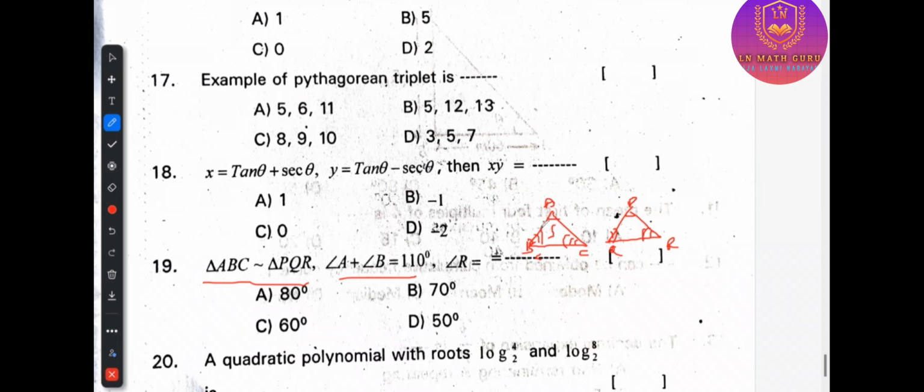Here A plus B is given as 110. The sum of the angles in a triangle is 180. The third angle will definitely be 70. So angle R is also 70, because angle C must be equal to angle R. So I can go to option B using the angle sum property of a triangle.